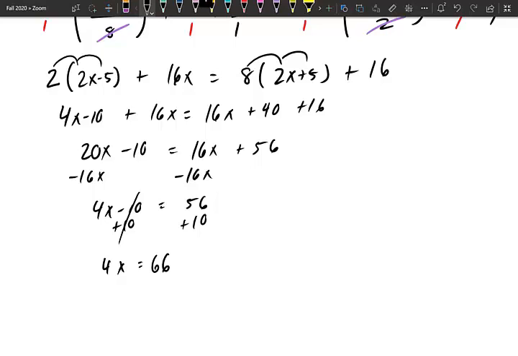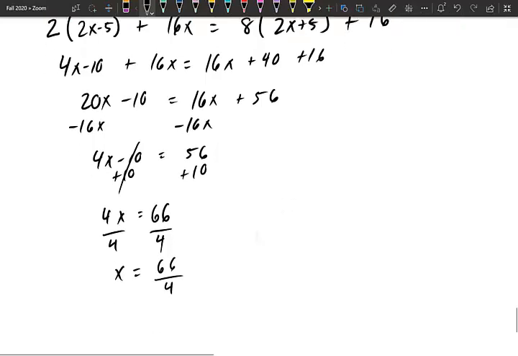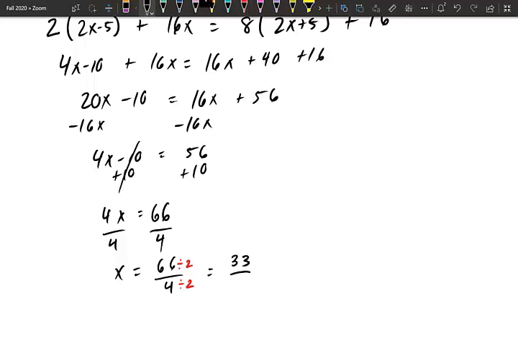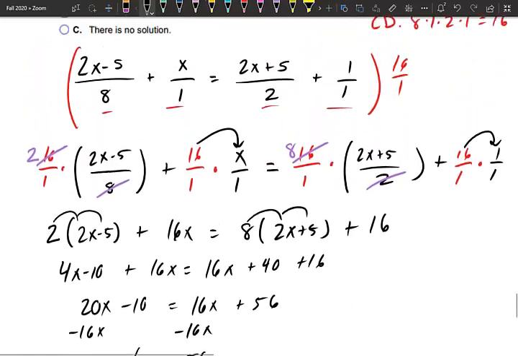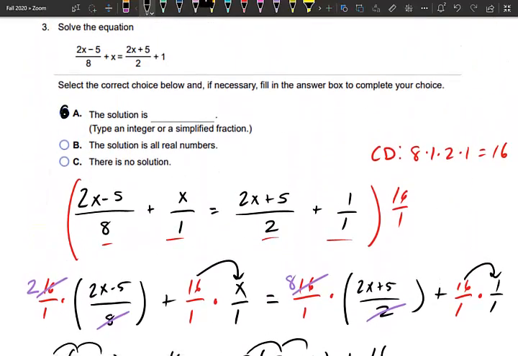We divide by 4. So we get x equals 66 over 4. But those are both even, so we can and must simplify. Since they're both even, I'm going to divide by 2, and we get 33 over 2. So x is 33 over 2.